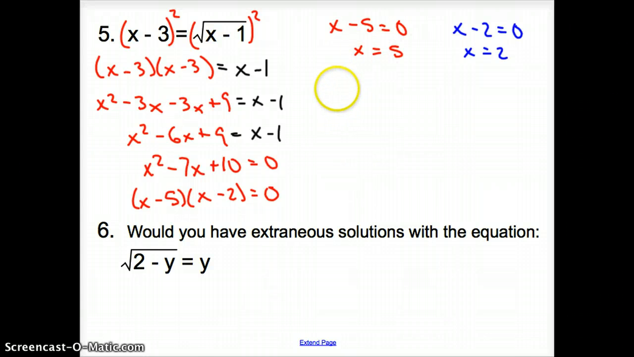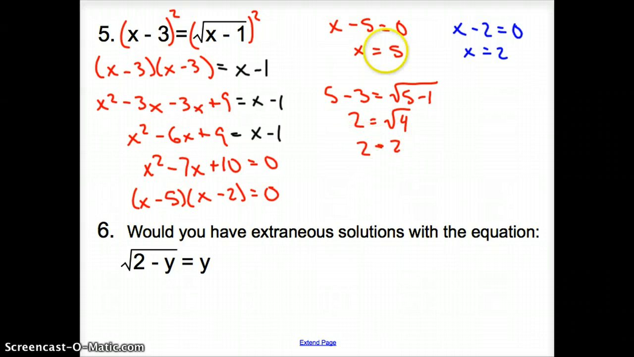So double checking the 5, I have 5 minus 3, because I'm plugging it into the original equation, equals the square root of 5 minus 1. 5 minus 3 is 2, equals the square root of 4. Hey, we might be onto something. 2 equals 2. So x does equal 5. That checks out. That is good.